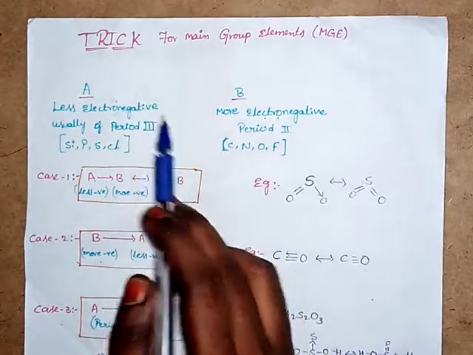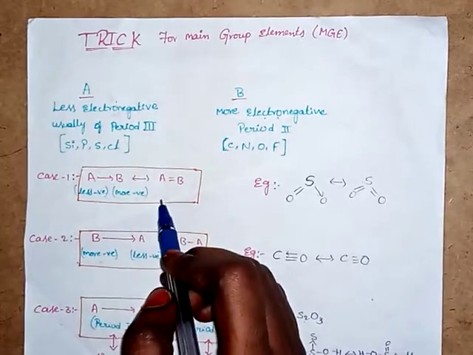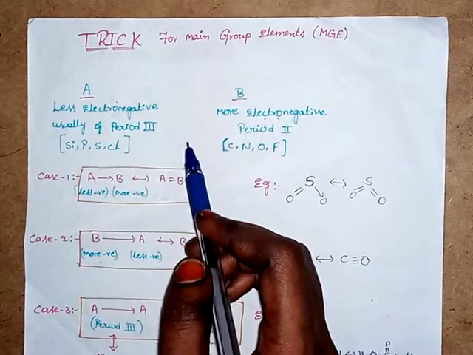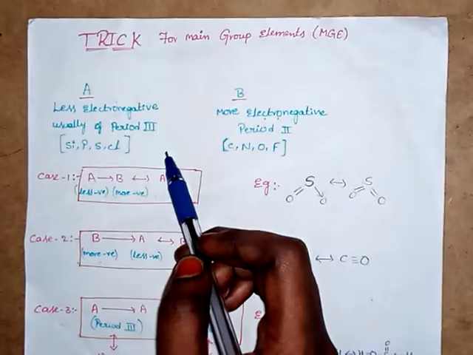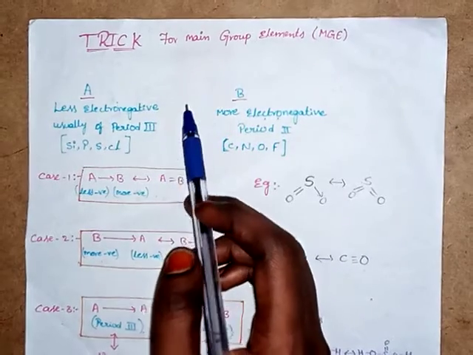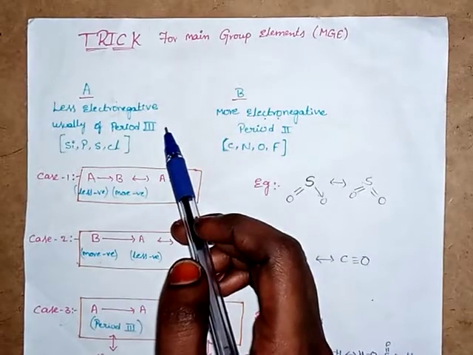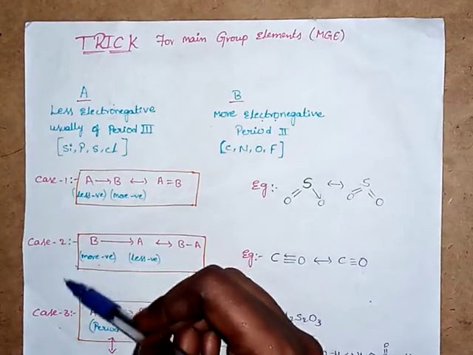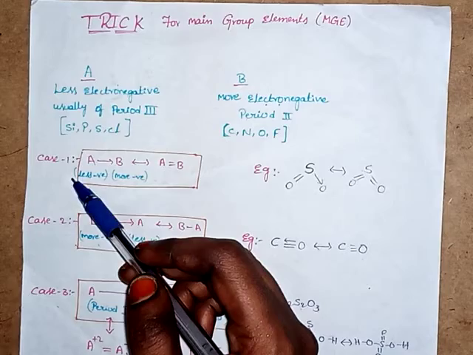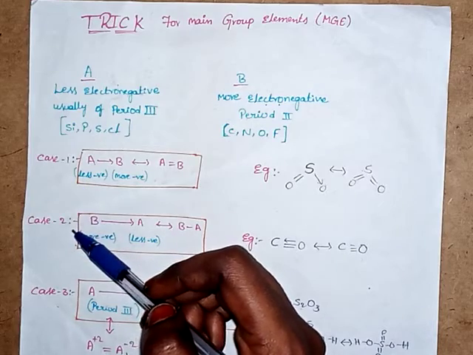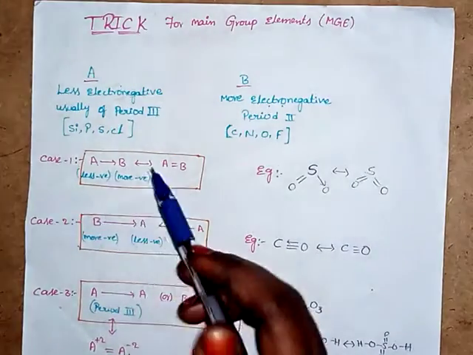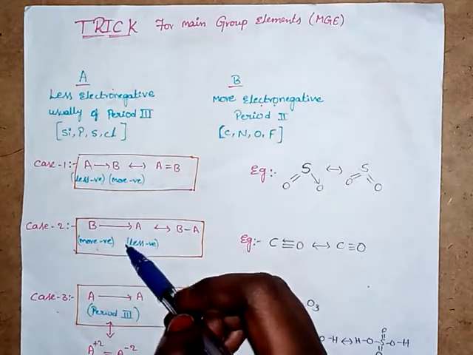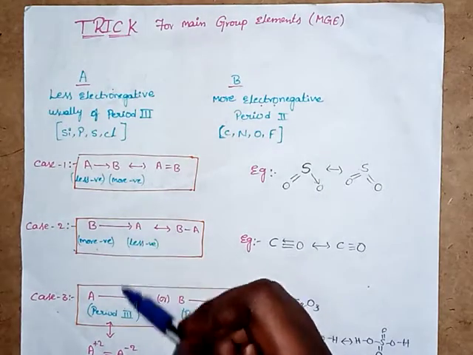So this is a trick for the coordinate bond. The trick is for the main group of elements, and we will take the main group of elements for this. I have discussed certain cases, see these three cases, that form the coordinate bond. So we will have this kind of elements.